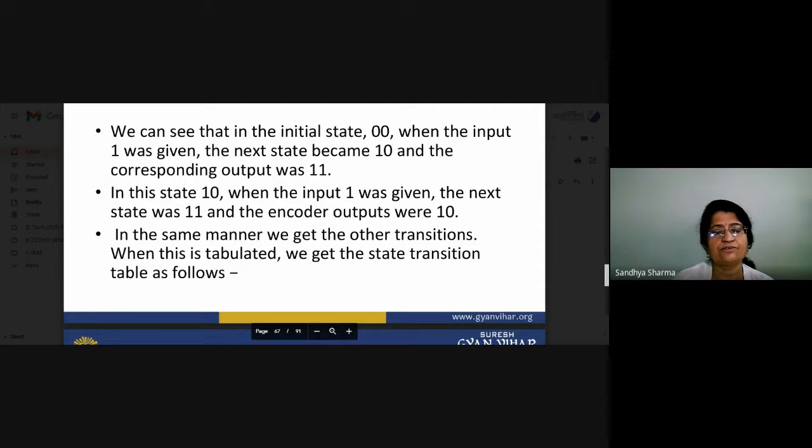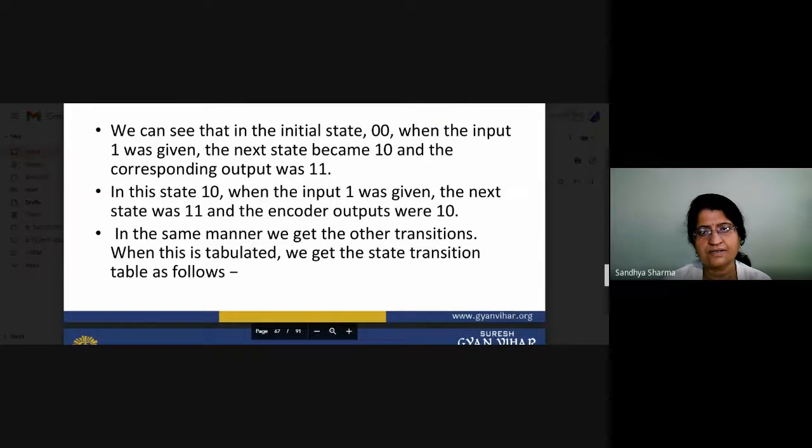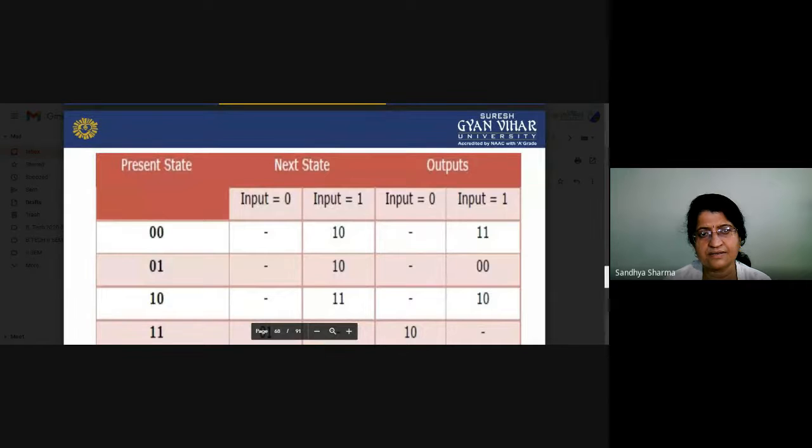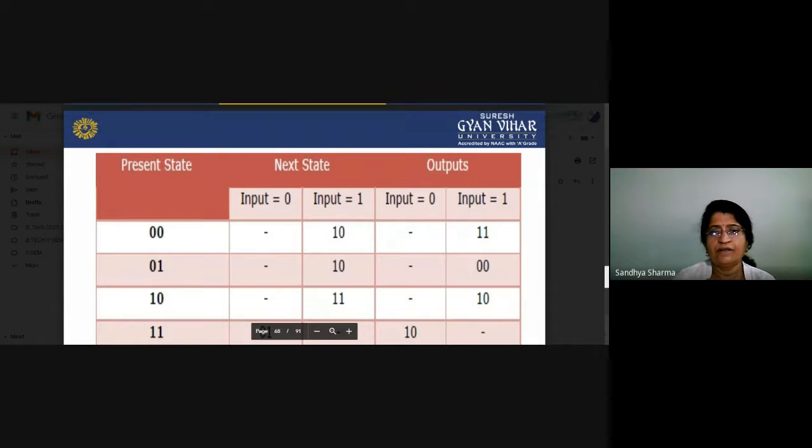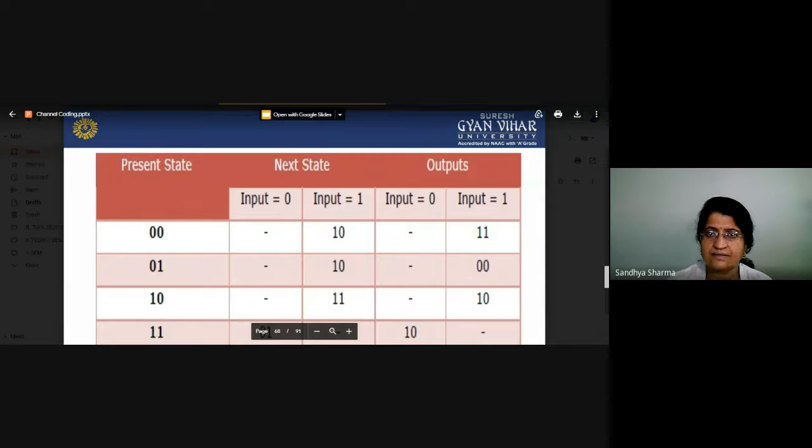In this state 1 0, when input 1 was given, the next state was 1 1, and the encoder outputs are 0 1 0. In the same manner, we get the other transitions when this is tabulated. We get the state transition table. Just see here, we can see this table. Present states are 0 0, 0 1, 1 0, and 1 1, so these are the 4 states present. When your input is 0 or your input is 1, according to that we can decide the state. And what about the output?